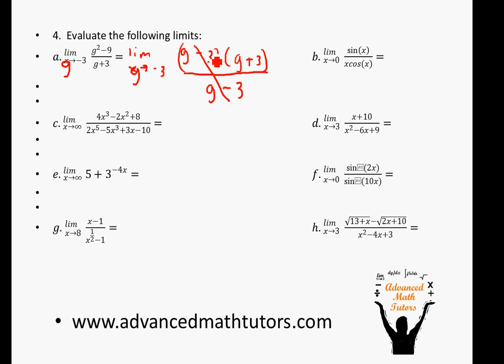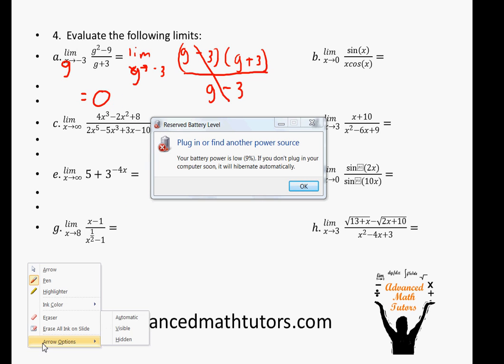Now these things cancel, which leaves us with just g plus 3, which means g plus 3 looks just like this graph. Very nice. And if x goes to negative 3 on g plus 3, we get 0. So that's that answer. Uh-oh, running out of power here.